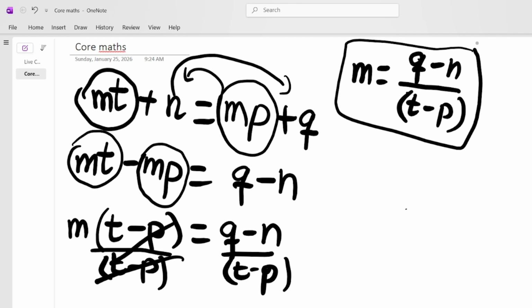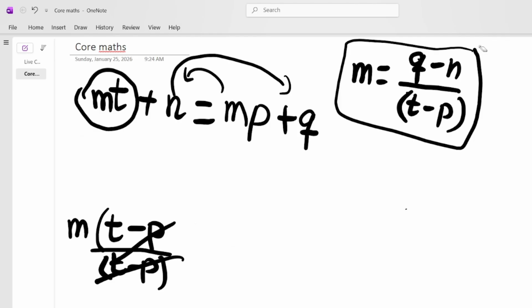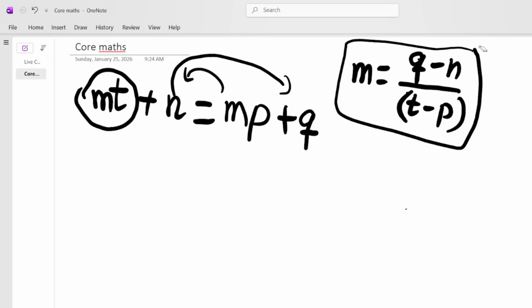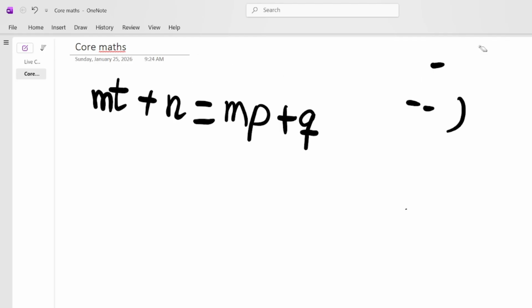So to make n the subject, oh no, let's make p the subject instead, right? Let's focus on p. So now our focus is on p, not m anymore. So since you want to make p the subject, what we are looking for is in this term mp. This is what we are looking for, this is where it is.